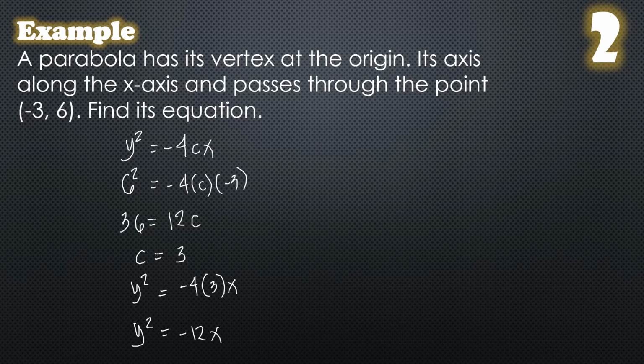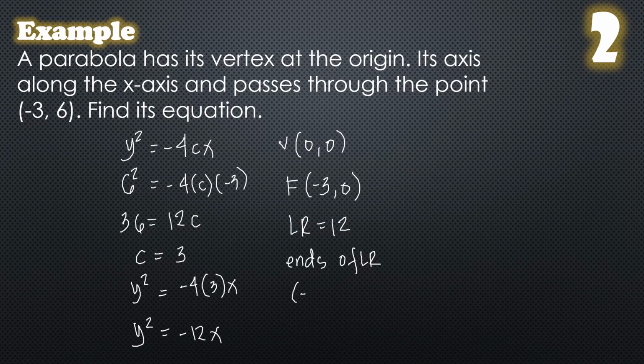If we're going to graph the parabola, we will be needing some properties. The vertex at the origin. Since the parabola opens to the left, the focus is at (negative c, 0). So that will be (negative 3, 0). The latus rectum is 12 units long, and the ends of latus rectum will be at (negative c, 2c). So that's (negative 3, 6). And the other end at (negative c, negative 2c). So that will be (negative 3, negative 6).